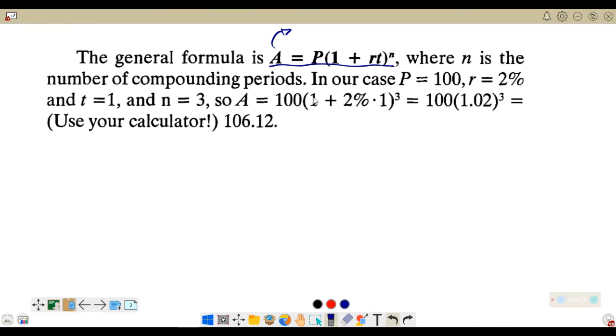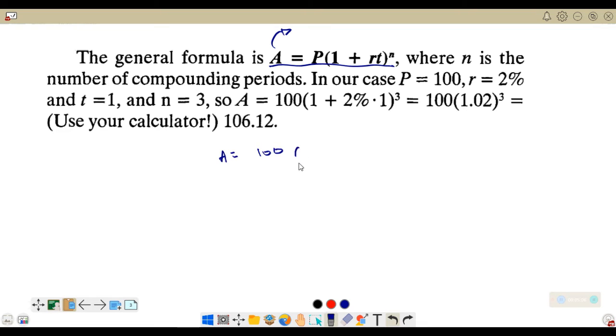Okay? So, in our case here, our P is equal to 100. Your R is equal to 2% and T is equal to 1. And since we are looking for the total amount at the end of 3 years, we are going to replace N by 3. So, why is T equal to 1 here? Because it compounds annually. Okay? So, let's substitute the values to our formula. We have 100.